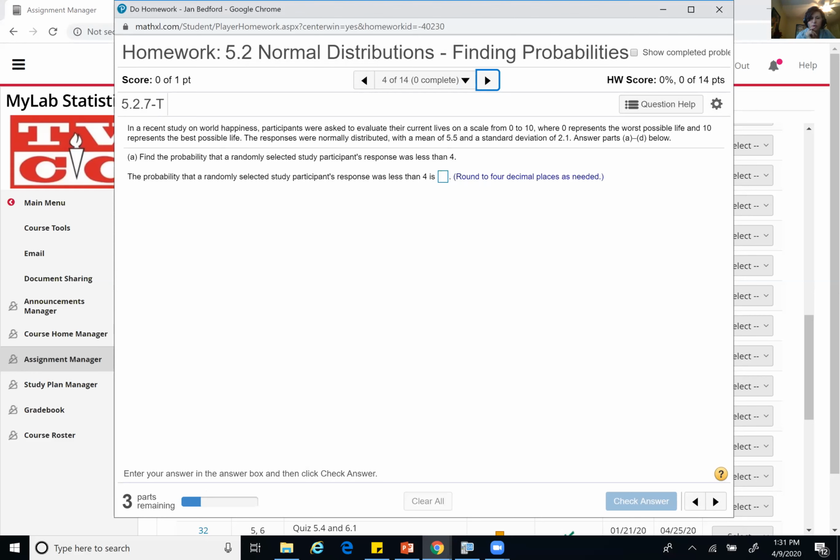It says, in a recent study on world happiness, and that's an interesting thing to study, people were asked to evaluate their current lives on a scale from 0 to 10, where 0 is the worst possible life, 10 represents the best possible life. I'm thinking this might not be a good time to launch a survey like that. What do you guys think? The responses were normally distributed. That's important for us to know, with a mean of 5.5 and a standard deviation of 2.1. Okay, so we want to find the probability that a randomly selected study participant's response was less than 4.